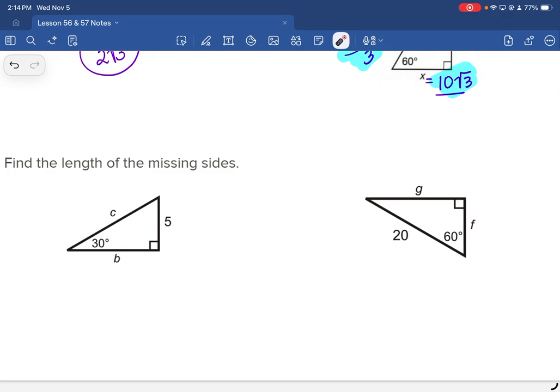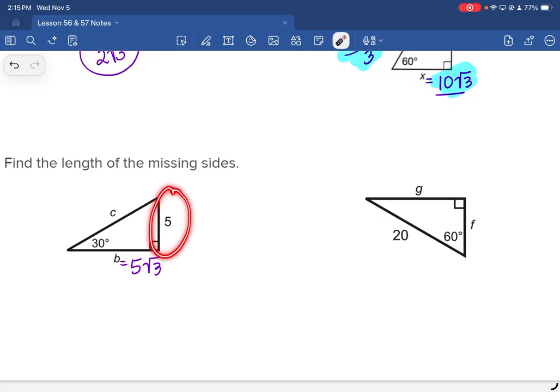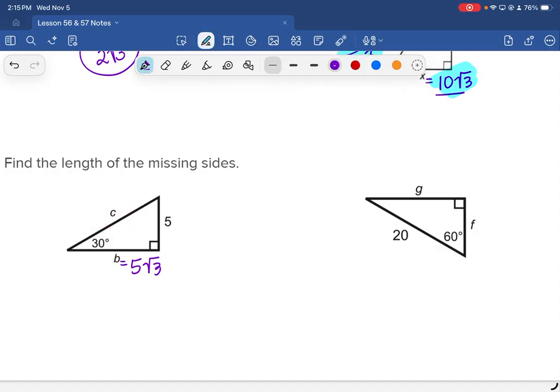Anybody feel comfortable sharing what they got for B? Thomas? I got 5 square root 3. 5 square root 3. Excellent. Because they gave me the short leg. And like I told y'all, it's easiest when they give me the short leg because I just multiply it times root 3 to find the long leg. Anyone comfortable sharing what they got for C? 25. No, 10. Sorry, 10. Yes, because you double it.